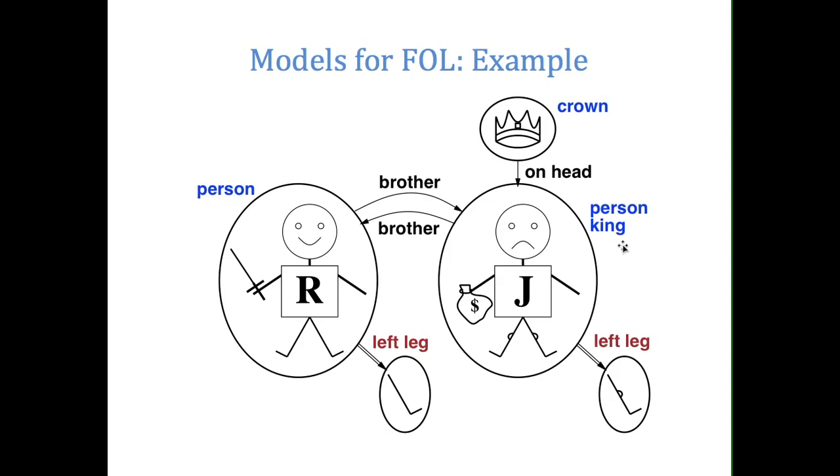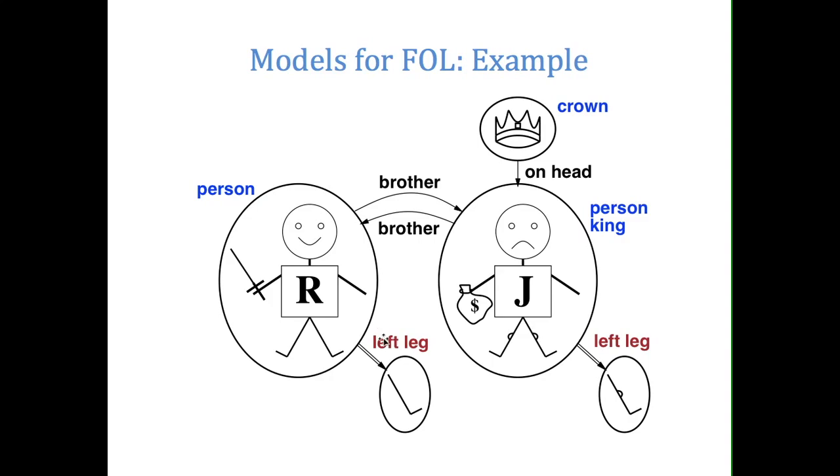So let's look at what we've got here. We've got some objects. Richard is a person, and John is a person. John is also a king. We've got the crown, which John presumably is wearing on his head, which is the relation. John is the brother of Richard, and Richard is the brother of John.